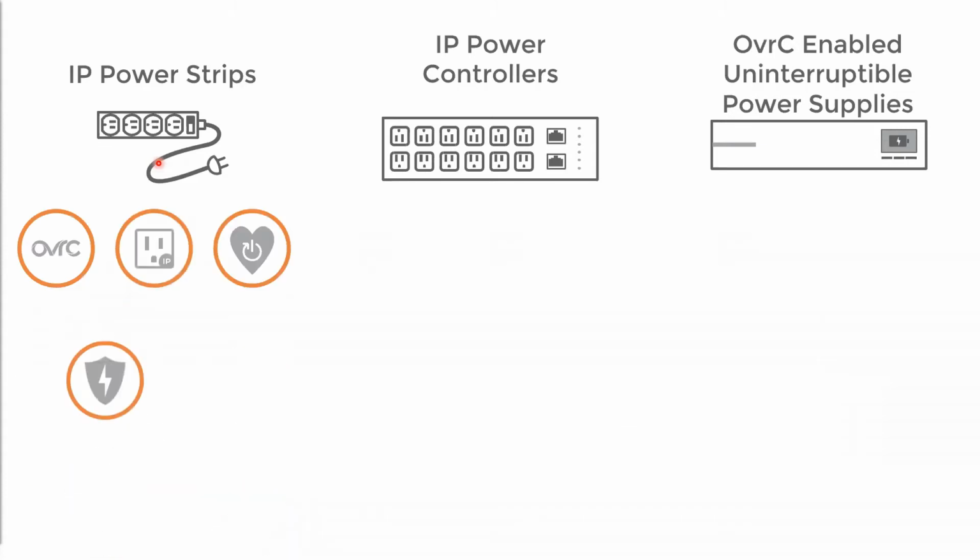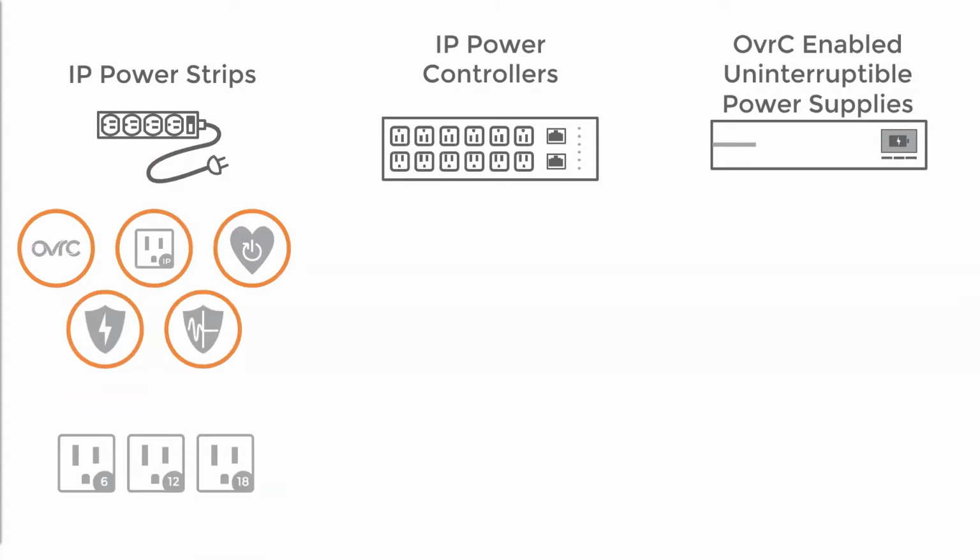So the first line that we talk about there is our line of IP power strips. They look like your traditional power strip that you guys are used to using in the old days, but these are OvrC enabled, IP enabled power strips in 6, 12, and 18 outlet versions. These are really, really important products, guys, because they have the form factor, the size of your traditional power strip, but they're giving you all the control that you would expect with a traditional IP Wattbox.